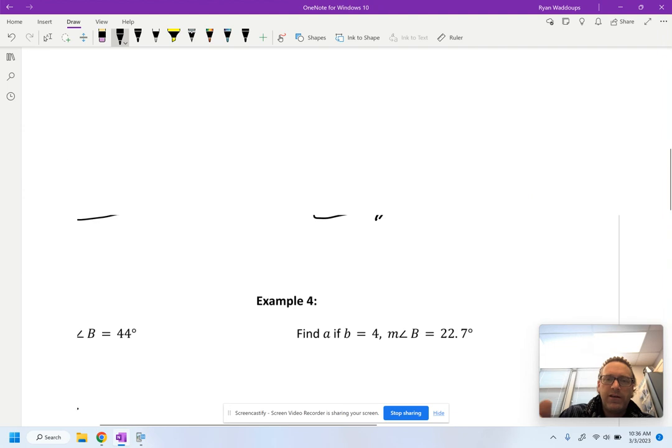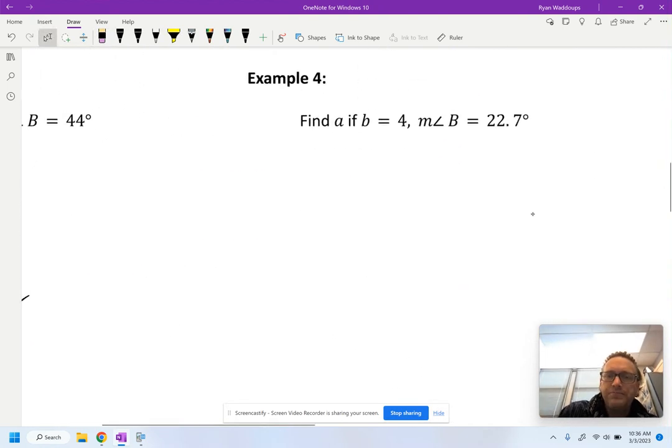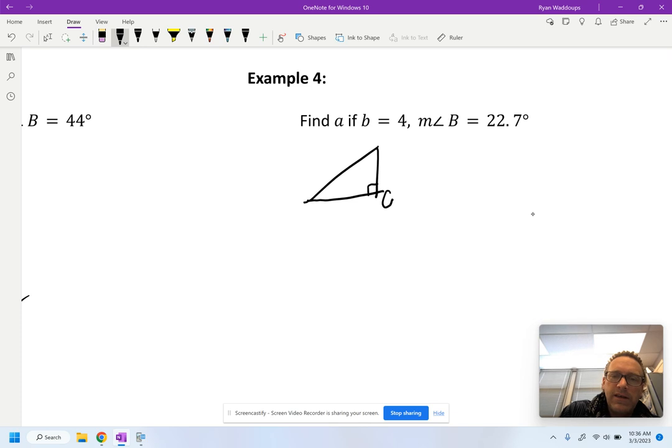All right, let's look at example 4. Another one where we have to provide the triangle. So I'm going to put my right angle right there and label that as C. We'll call this A and we'll call this B. It doesn't matter. You could switch them around. This is angle B. That means this is 22.7 degrees is angle B.